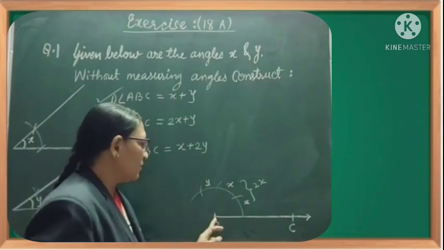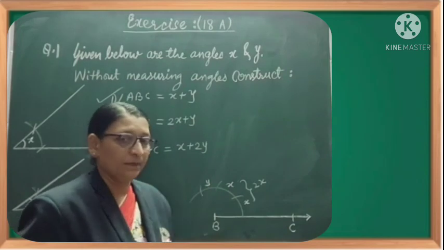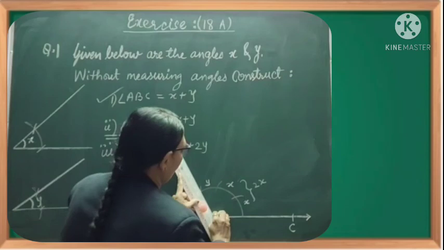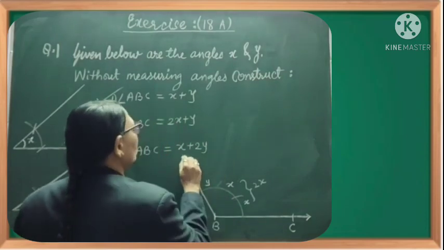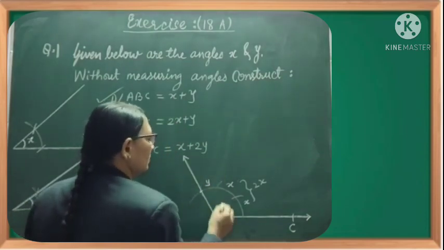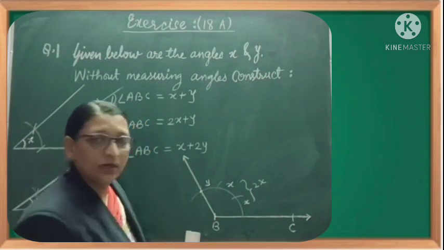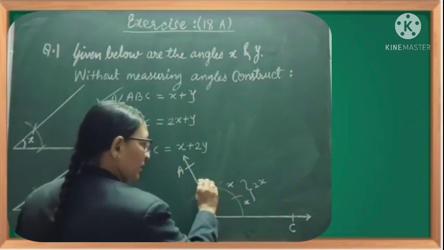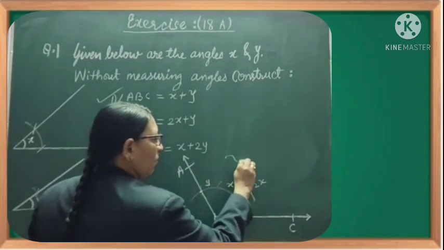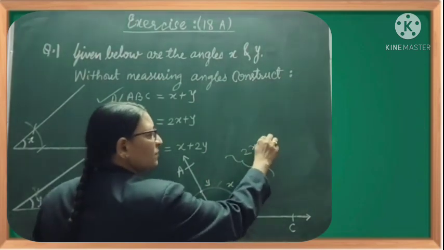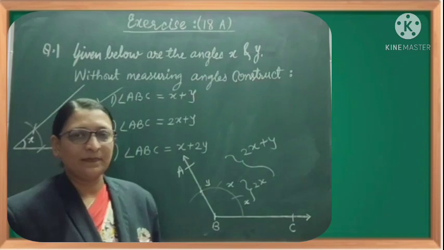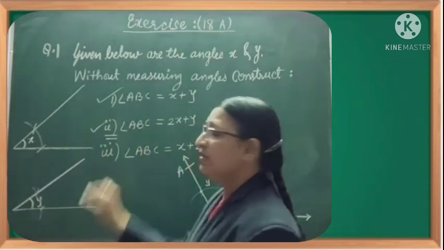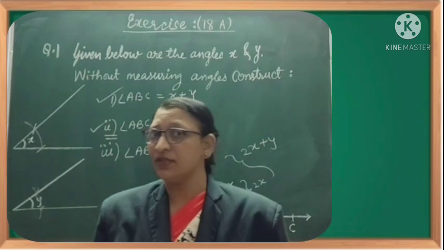Yes, we will join this point from the vertex P using a ruler. So this is the point of intersection to which we have drawn a ray BA, and this is the angle which is of measure 2x plus y. So here we completed the second construction of angle ABC. I think you are ready for the third one.